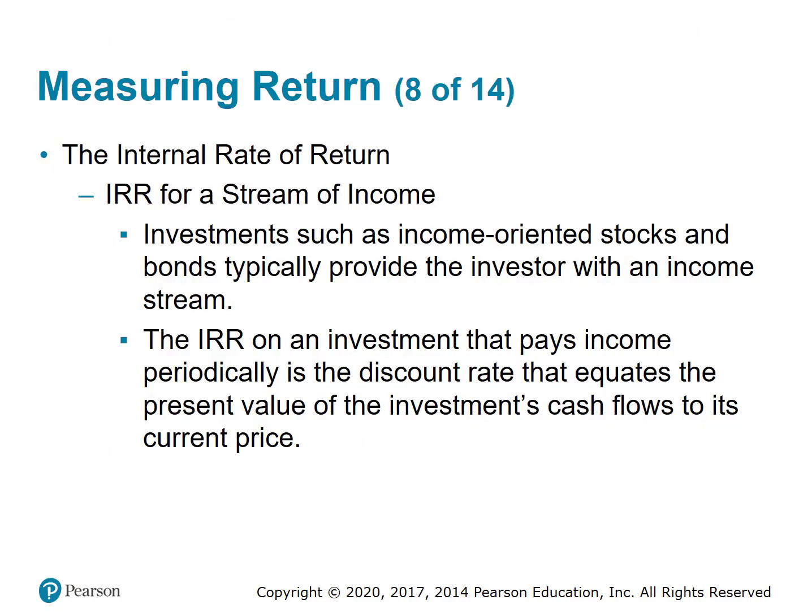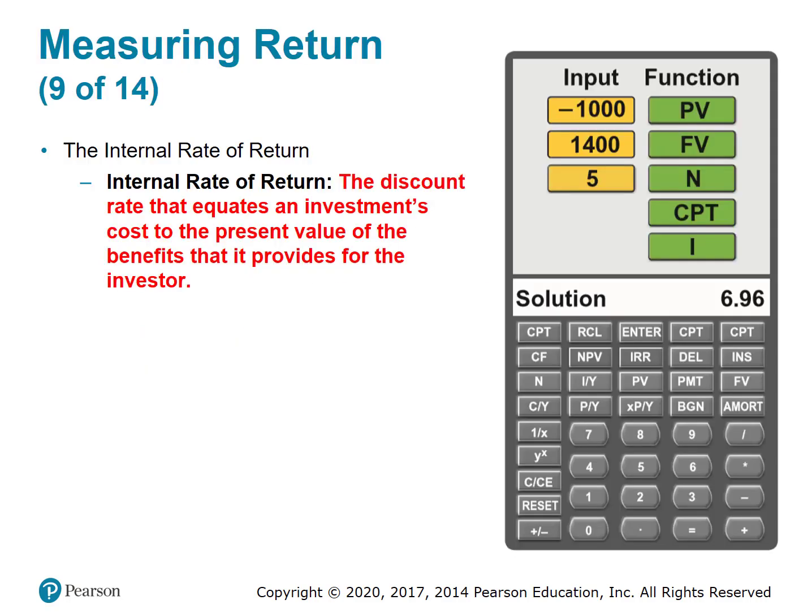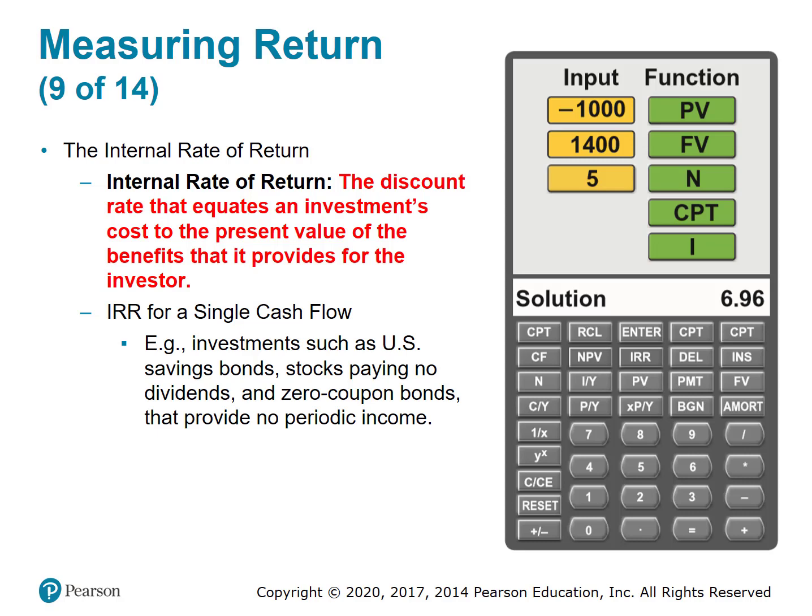Remember internal rate of return from 331? That's what we're talking about here. We're just applying it to an investment income stream. IRR is the discount rate that equates the present value of the cash flows to the purchase price. Putting this in a financial calculator, not exactly our usual TI, but it works the same. We're looking at the internal rate of return, in this case, for a single cash flow. Investments such as savings bonds, stocks that pay no dividend, zero coupon.